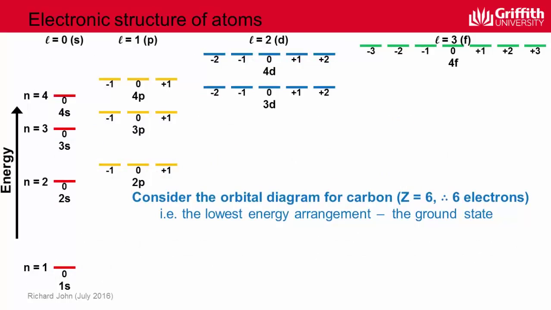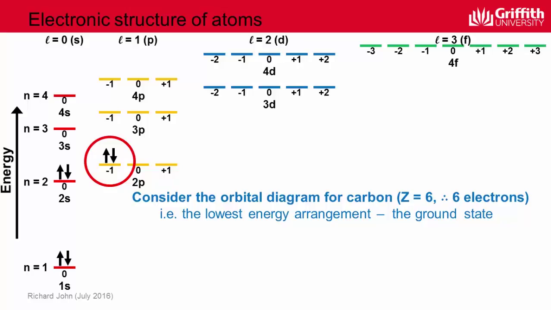Well, let's go up one more and consider the orbital diagram for carbon. This is atomic number 6, therefore 6 electrons in the electron cloud. I place 2 electrons in the lowest energy orbital, spins paired. 2 electrons in the next lowest orbital, spins paired. I place a 5th electron in the 2p subshell. Now I could place the 6th electron spin paired in the same orbital. Now I'm allowed to do this. It's not breaking the Pauli exclusion principle. However, it is not the lowest energy arrangement. It is not the ground state.